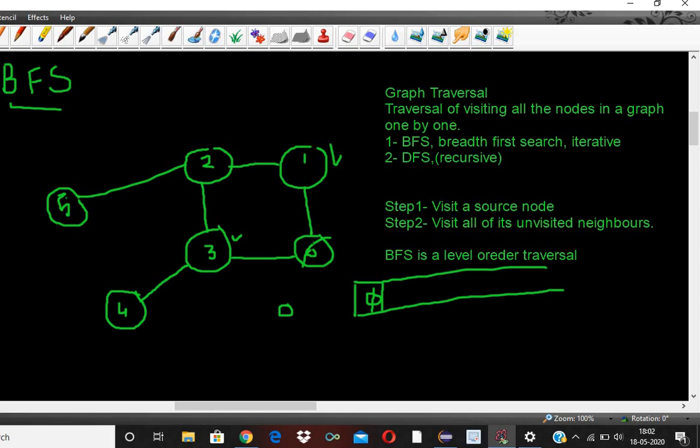Now we will traverse through its neighbors, 1 and 3. These neighbors must be unvisited. 1 and 3 are unvisited, so we mark them as visited and add 1 and 3 to this queue. In the next iteration 1 will be popped out and we print 1. The neighbors of 1 are 2 and 0. 0 is already visited, so we visit 2 and add it into the queue.